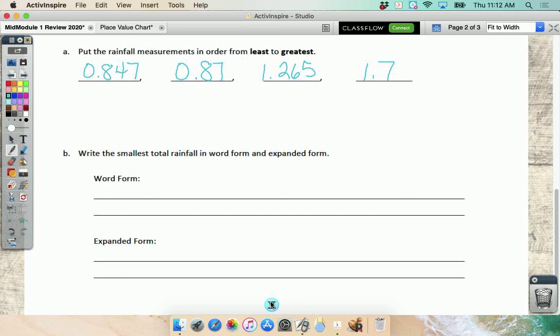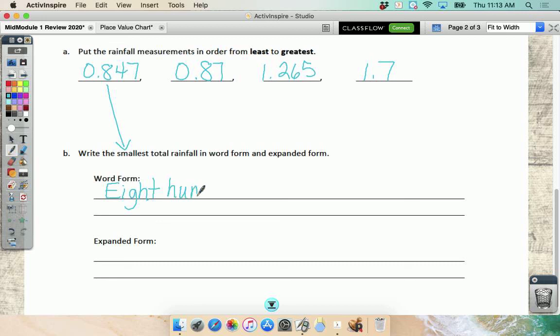Okay, it says write the smallest total rainfall in word form and expanded form. So which one's the smallest? The first one you wrote. Okay, so you gotta get these in order from smallest to largest. So how do I write 847 thousandths? Well, I've got three parts. The first part is 800. The second part is 47. The third part is thousands. Okay, so capitalize the first word.